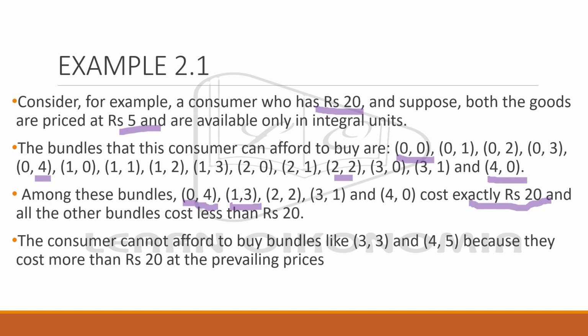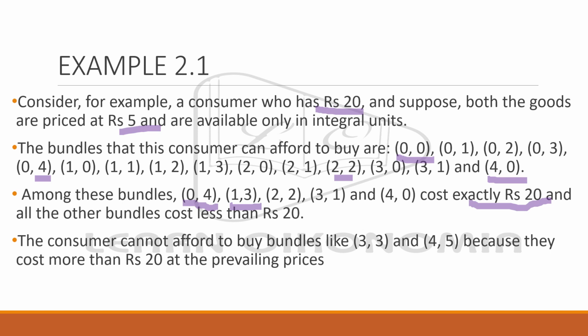Sorry, 1 into 5 plus 3 into 5. Here also it is 5 into 4, 20, because both the commodities are priced 5. So you have 5 into 4, 20. Here 1 into 5, 5, and 3 into 5, 15. 15 plus 5, you will be getting 20.